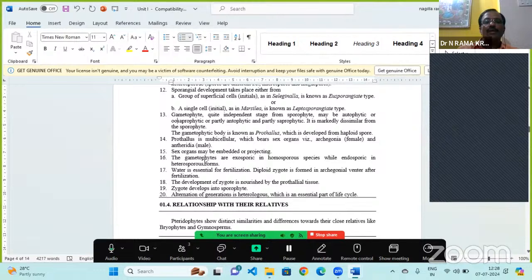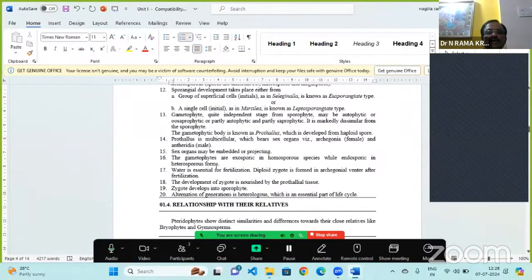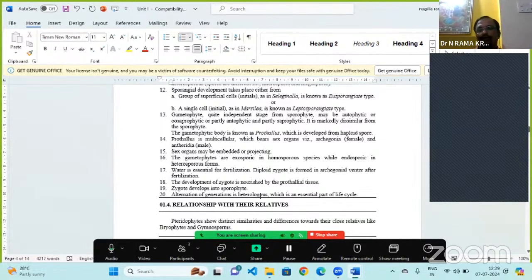Here the gametophytes are exosporic in homosporous species, while they are endosporic in heterosporous forms. Okay, it is completed. Water is essential for the fertilization of the diploid zygote formed in the archegonial venter. After fertilization, the development of the zygote is nourished by the prothallus tissues. The zygote develops into the sporophyte, the alternation of generations. This point is most important.